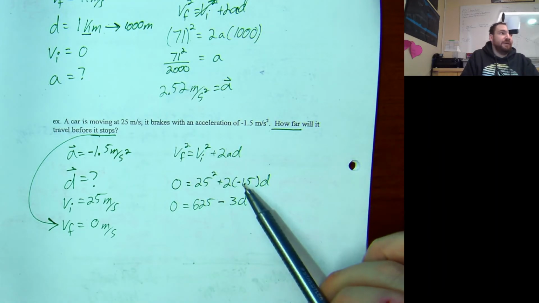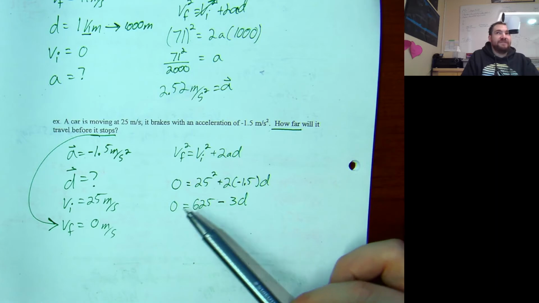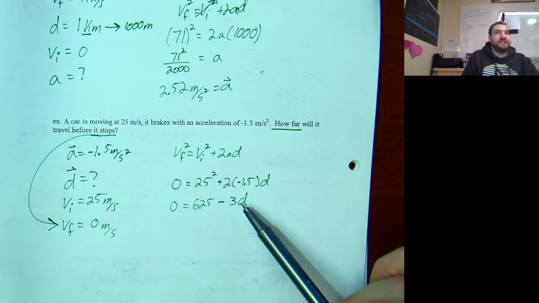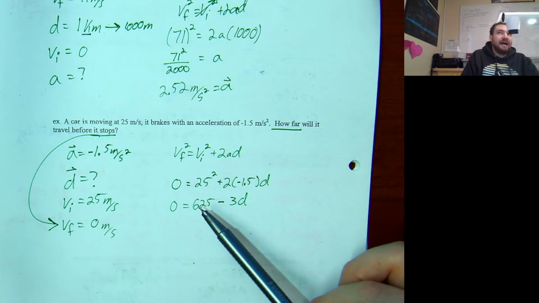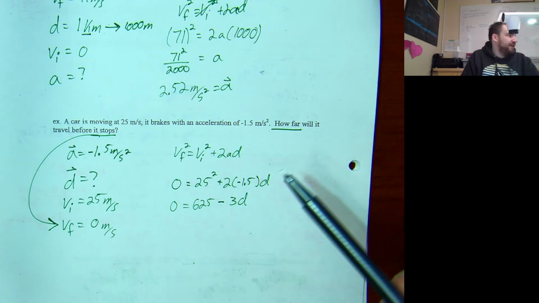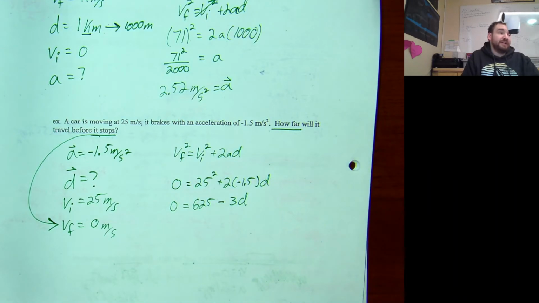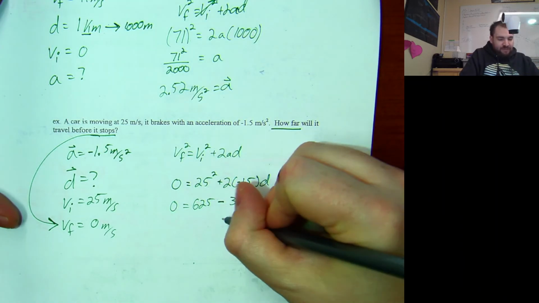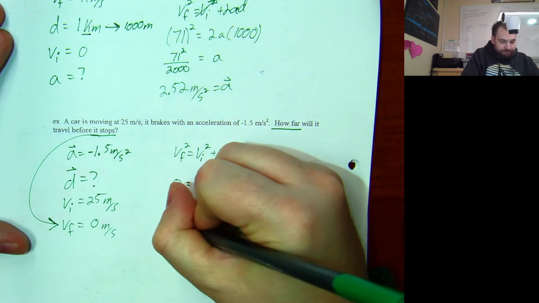Because 2 times negative 1.5 is negative 3, and instead of adding a negative, I'm just going to subtract. That's what's happening here. So 0 equals 625 minus 3D. Do we care what my next step is? Some people do. My grade 9s would. You want me to add 3D to both sides? That is what my grade 9s would say. They would say add 3D to both sides, because what does that do?